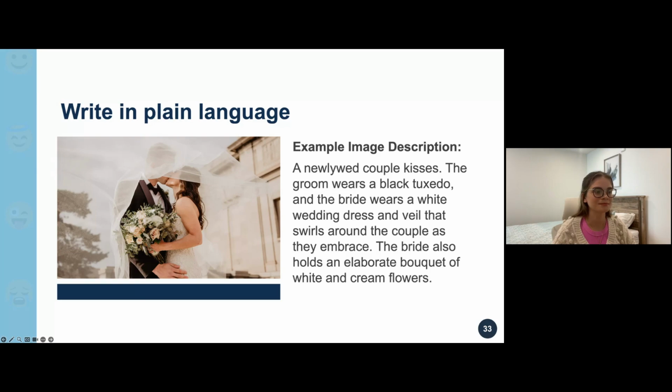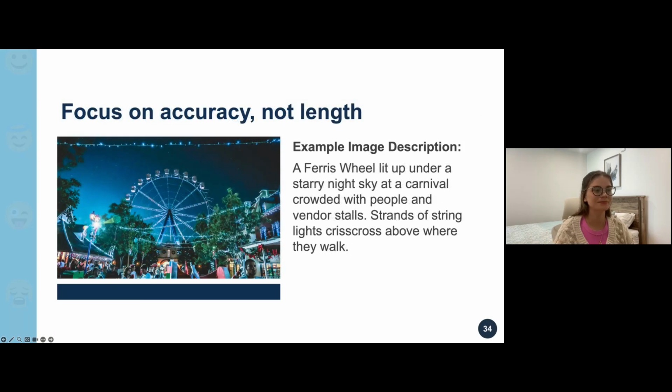You don't want your own opinions or feelings about an image interfere with your ability to write an accurate description. It's okay to be a little creative with your writing, but avoid going overboard. Try to be as objective as possible. Focus on accuracy, not length.